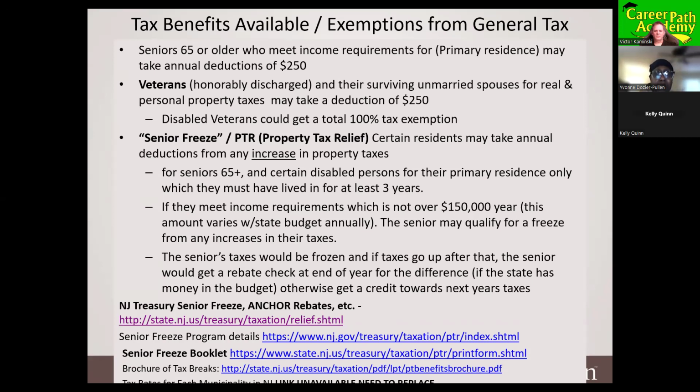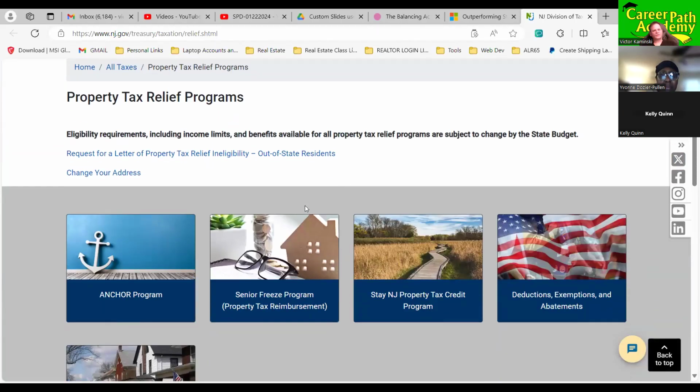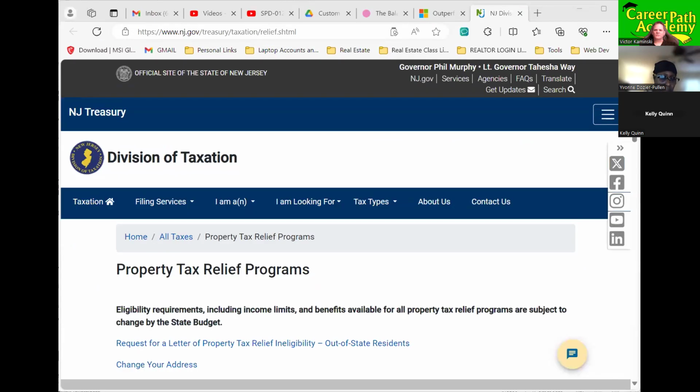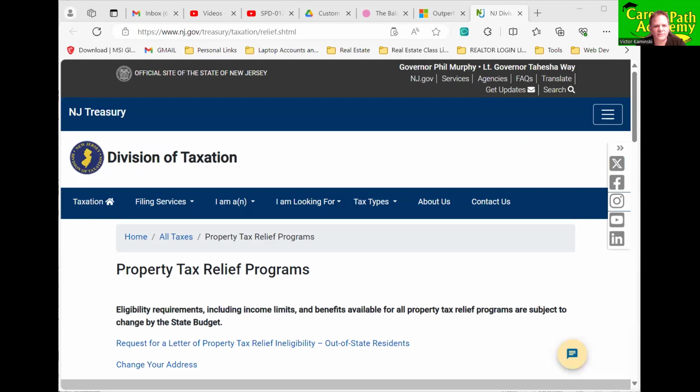Oh. See what happened. Second. It opened up in a different window. So let's combine them. There we go. We have the New Jersey Treasury website, the Division of Taxation, that if you go to their website here, oh, where did it disappear to? Disappeared off my screen. There you go. You guys can still see it though.